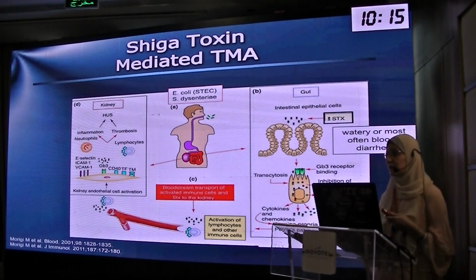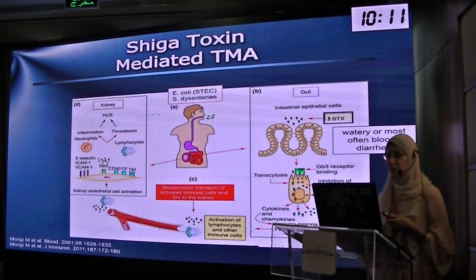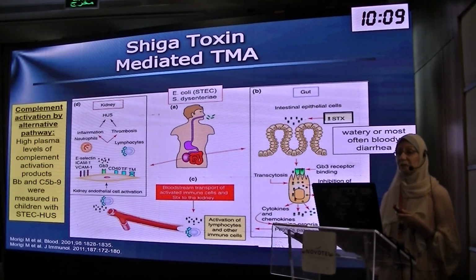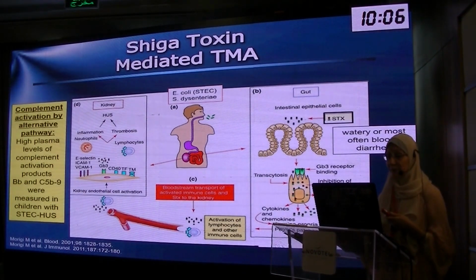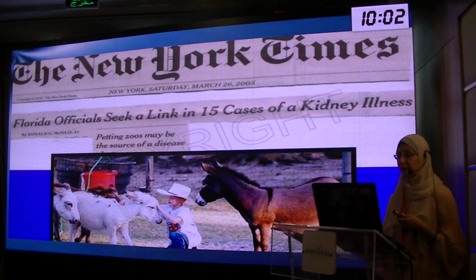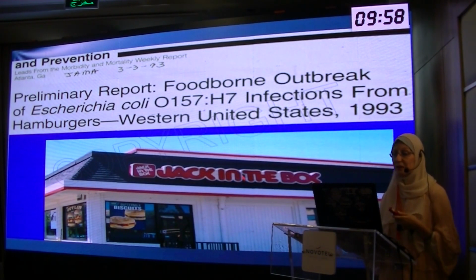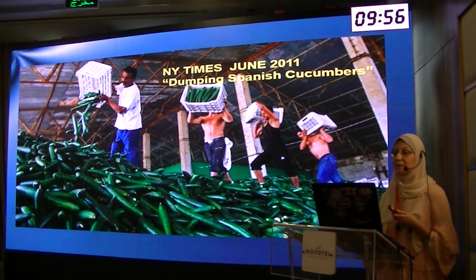And the toxin is directly toxic to the endothelial cells, the podocytes and mesangial cells of the kidney, and they also activate the alternate complement pathway. This can occur sporadically, but can also occur in epidemics due to contact with farm animals or due to undercooked meat, as occurred in the United States.